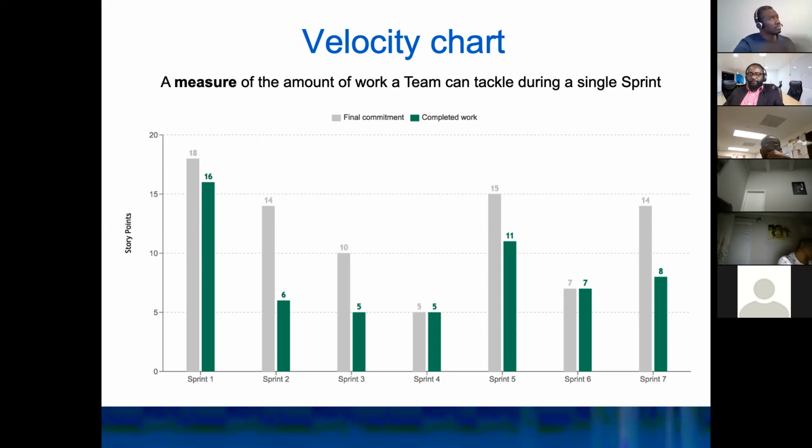Anyone? Sorry, can you repeat the question? What's the difference between the dev team capacity and the dev team velocity?